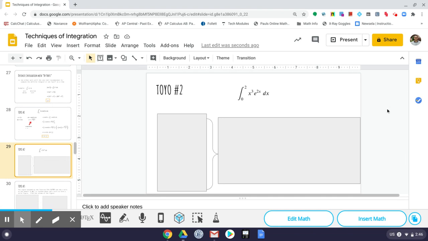Okay, the second try on your own. Give it a shot. The integral from 0 to 2 of x to the third e to the 2x. Go for it.